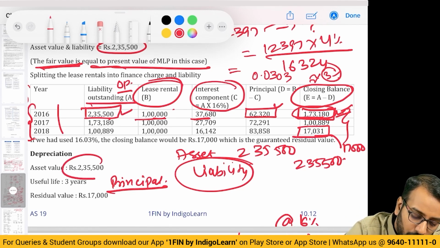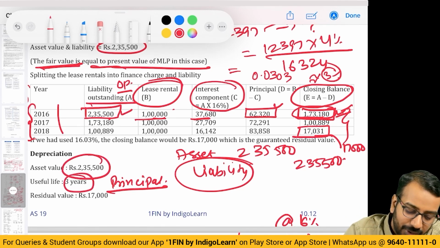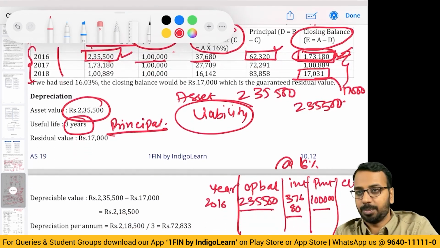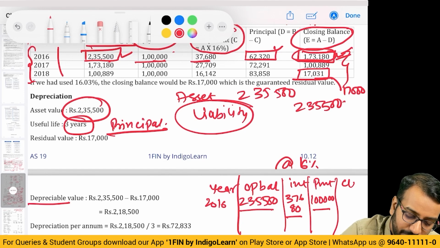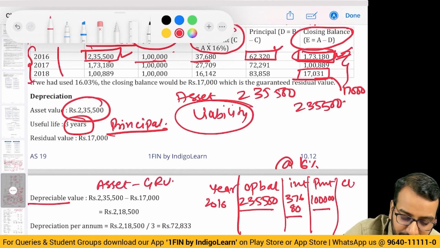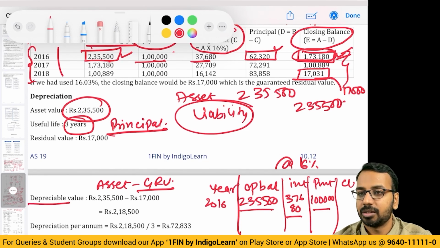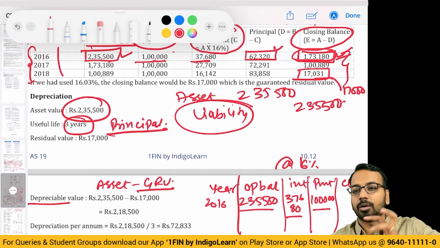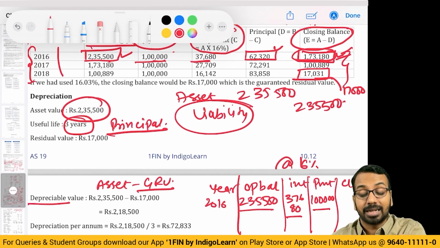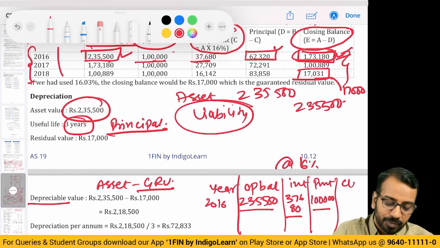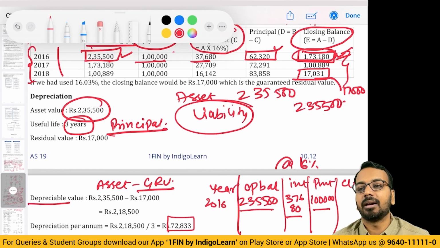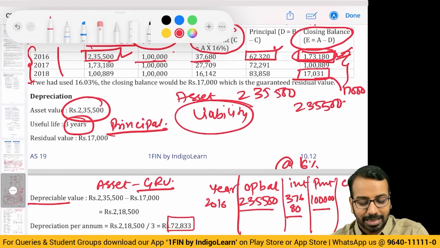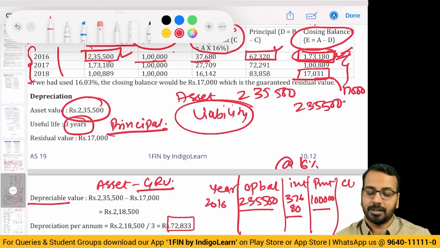Apart from that, on the asset, on straight line value basis, you will calculate depreciation. How to calculate depreciation? Depreciable value is your asset value minus guaranteed residual value. So why are we taking only guaranteed residual value? Because that is what we will get, or that is what we are expecting that we will get at the end. That is our payment towards the end. That divided by 3, you get 72,833. Okay. So at that value, you will depreciate the asset every year.